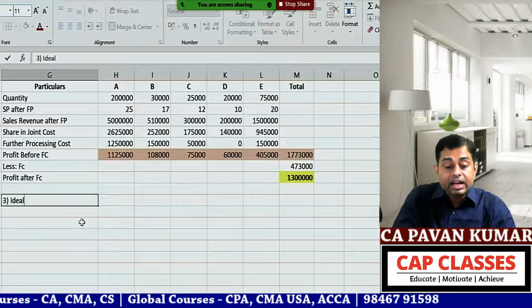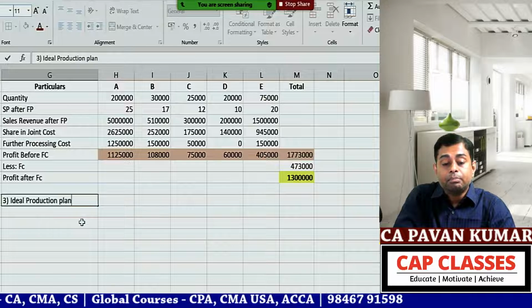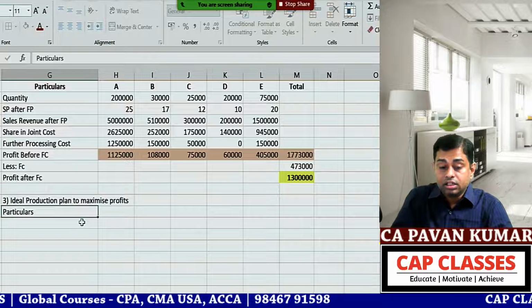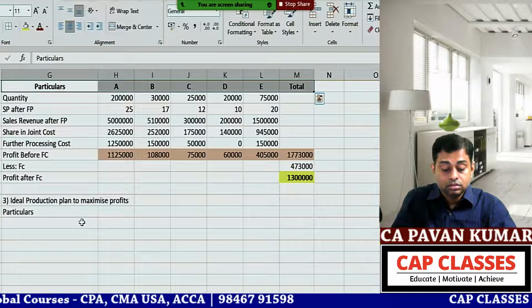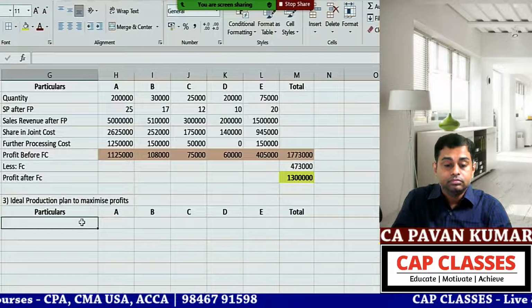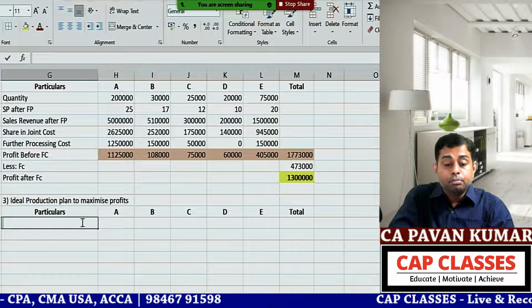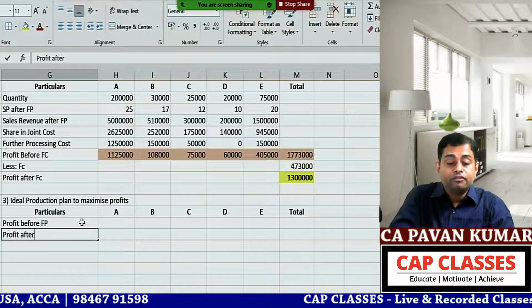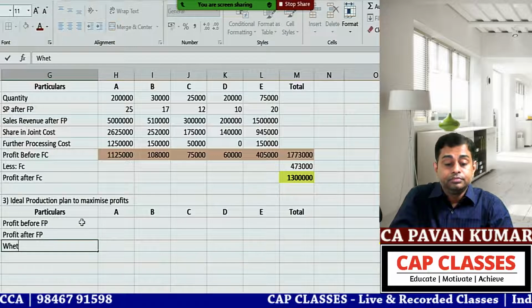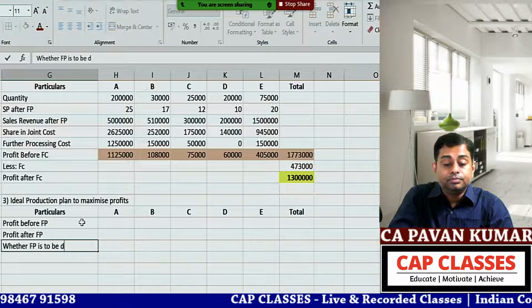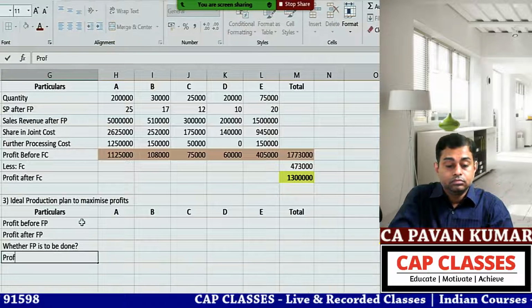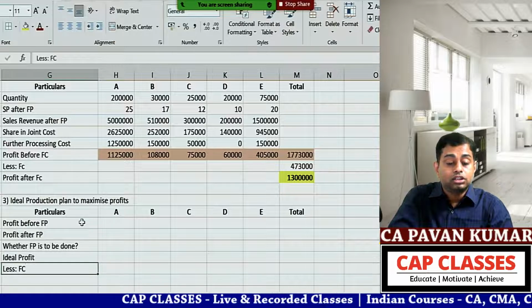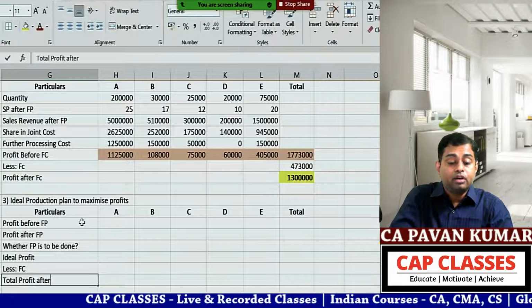Okay, so ideal production plan to maximize profits. Particulars, and I'll take A, B, C, D, E here. Now profit before further processing, profit after further processing, whether further processing is to be done, ideal profit, less fixed cost, total profit after fixed cost.